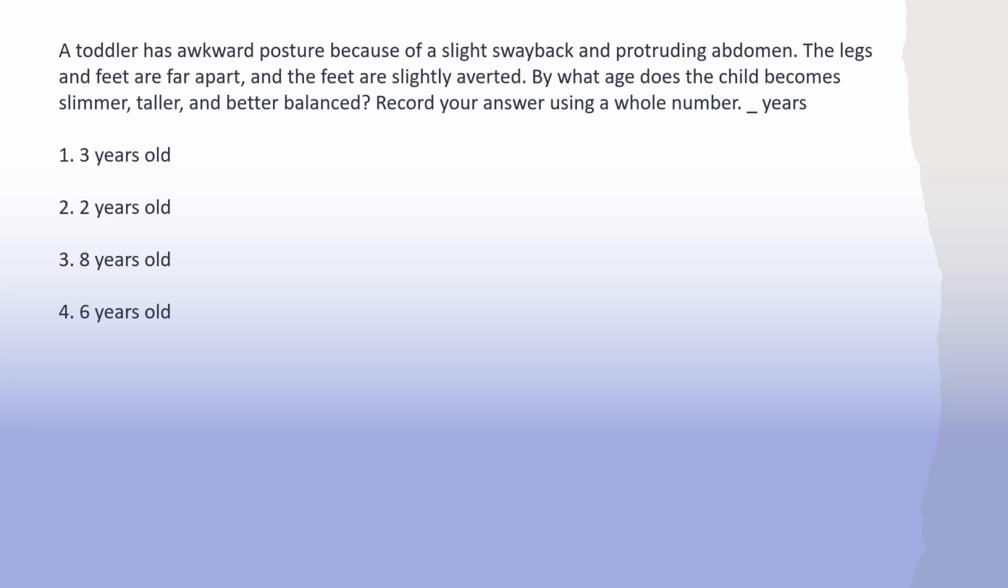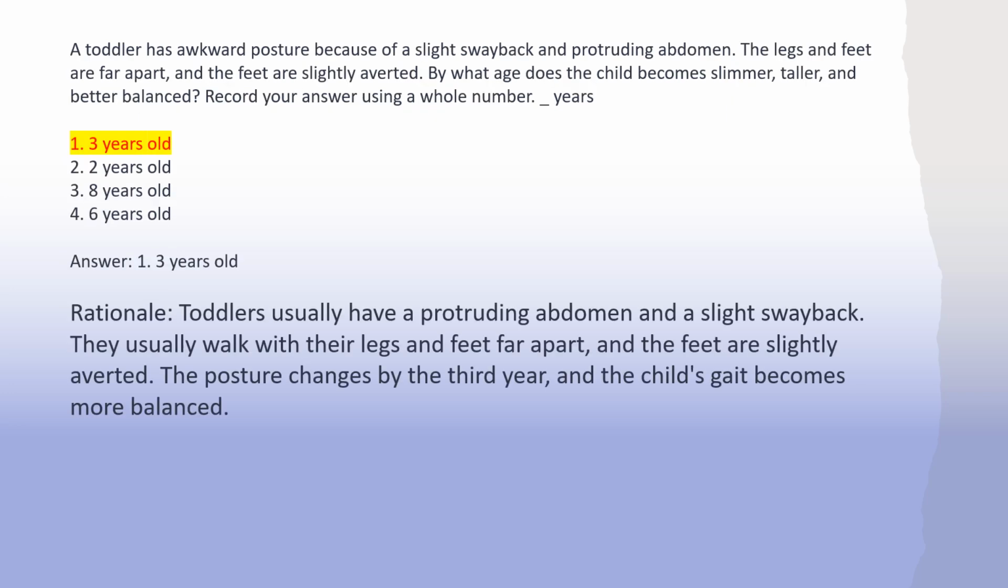Options: 1 year, 3 years old, 2 years old, 8 years old, 6 years old. Answer 1: 3 years old. Rationale. Toddlers usually have a protruding abdomen and a slight sway back. They usually walk with their legs and feet far apart and the feet are slightly everted. The posture changes by the third year, and the child's gait becomes more balanced.